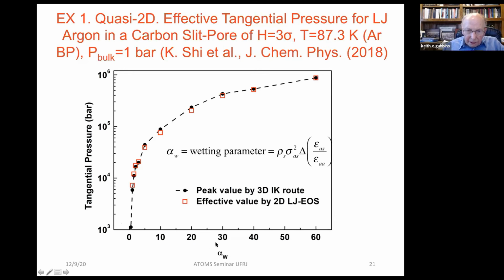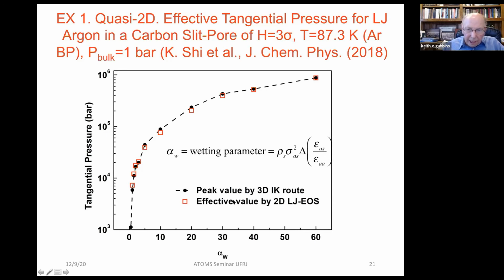This axis is a measure of the wetting, how well the fluid or solid wets the surface. It's a molecular wetting parameter defined here. These are the well depths for the absorbed molecules with the substrate, or absorbed molecules with other absorbed molecules. So there's a competition between the forces with the substrate, say a carbon wall in this case, versus the interaction with other argon molecules inside the pore.